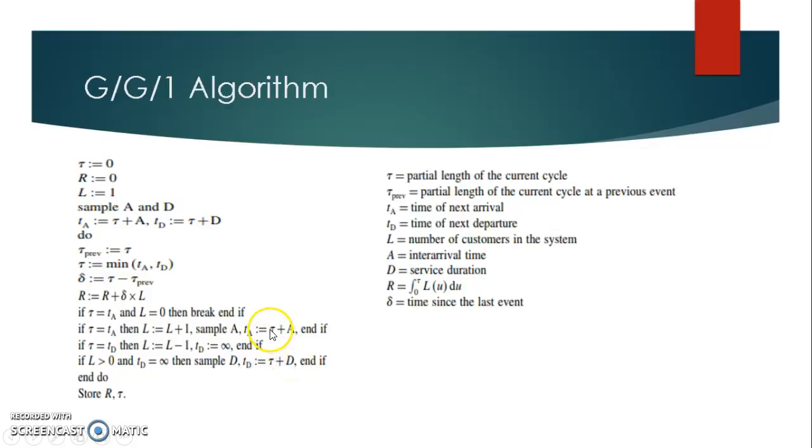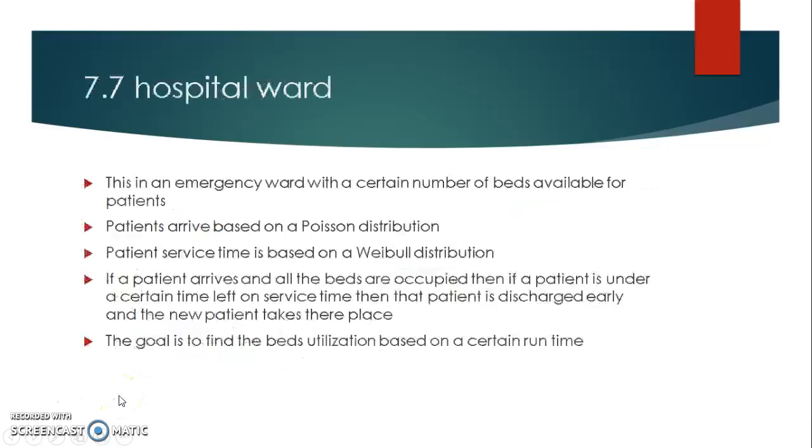So basically, what we're doing is we're adding all the times of arrival and all the times of leaving, and we're storing that R and that T value from it. So we are trying to find the average length.